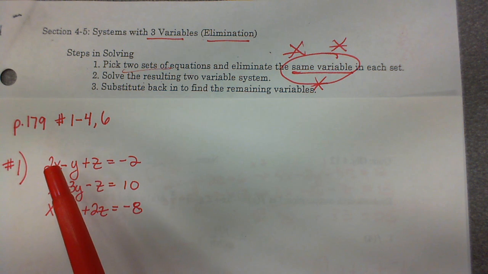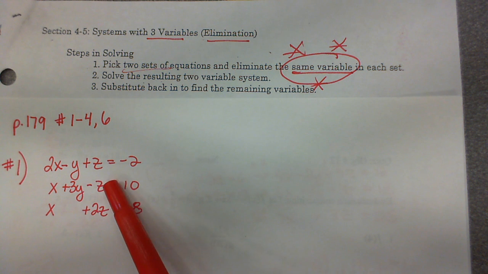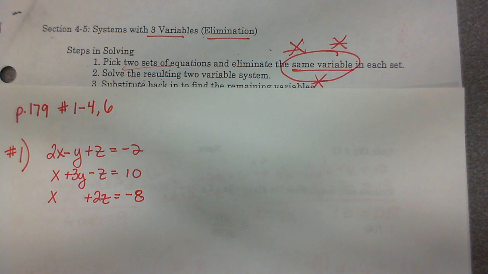And in the first equation, you've got an x, a y, and a z. In the second equation, you have an x, a y, and a z. And in the third equation, we only have an x and a z. And the student said, well, what happened to the y? Well, there just isn't any y on that one.